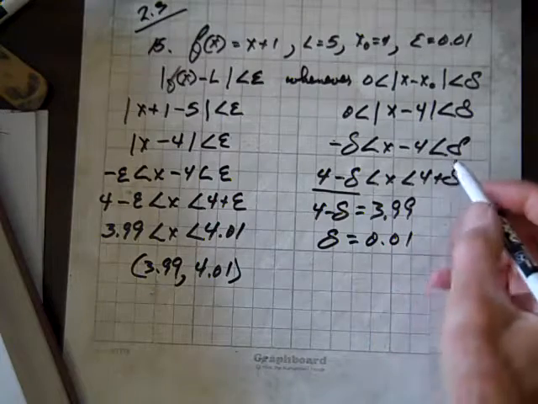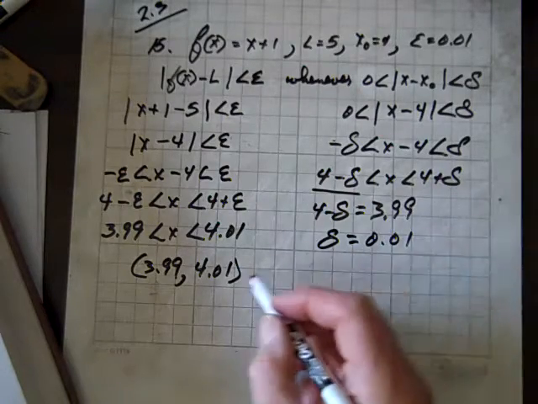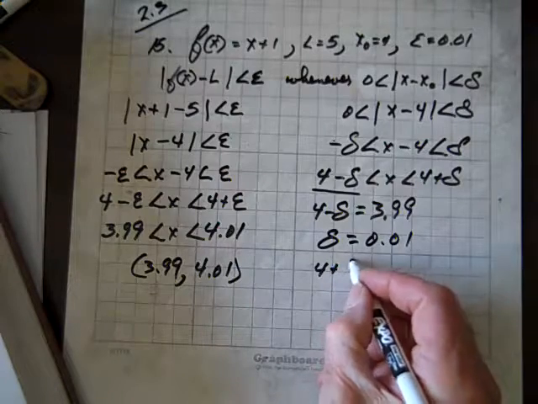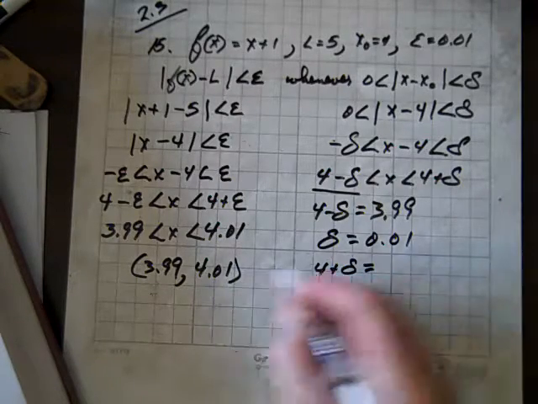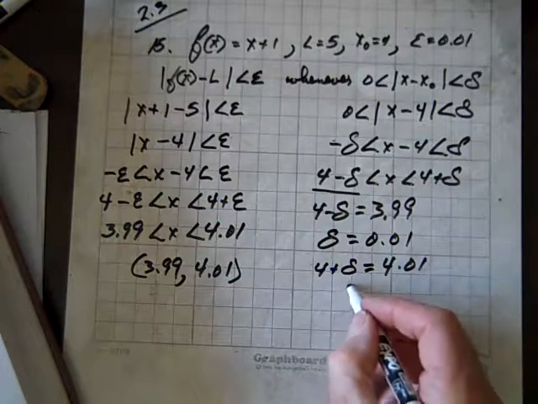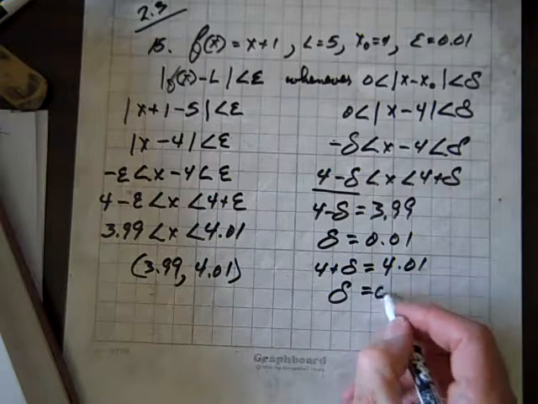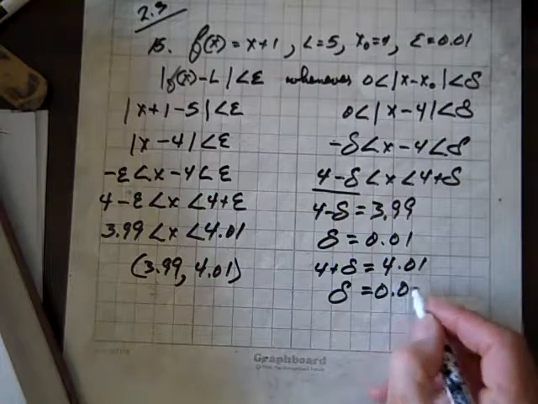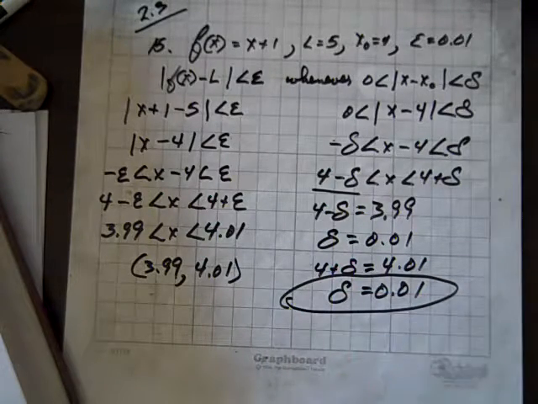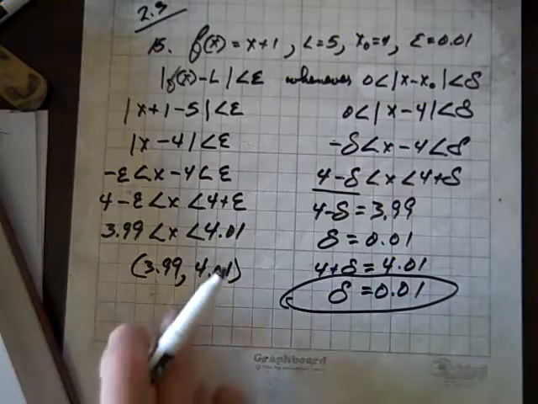0.01. And by the way, if we take 4 plus delta and equate it to 4.01 and solve for delta, we'll also get 0.01. So delta equals 0.01. And there's our open interval.